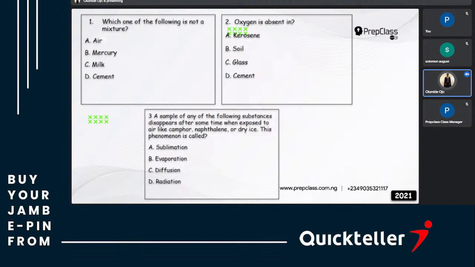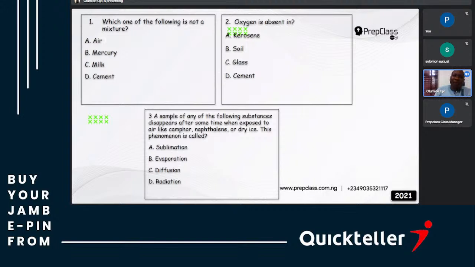Then we have a compound. Those are elements that are chemically combined together. For example, H2O is a combination of hydrogen and oxygen. In water, you cannot separate the hydrogen from the oxygen by ordinary physical methods. So anything that you can't separate is a compound. Anything you can separate is a mixture, while an element is the least that you can divide into.